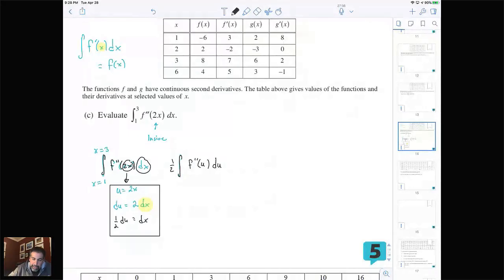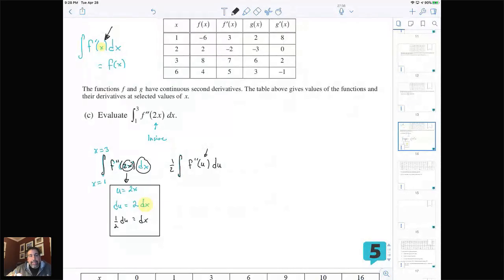Now, keep in mind at the beginning, we said when we've got just x as the inside, notationally, we can just integrate it the way it looks. What we've done is exactly that. We've made it so there's just a single independent variable. It's the integral of f double prime of u du.